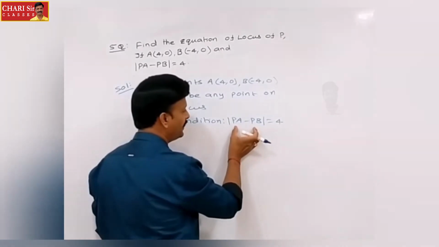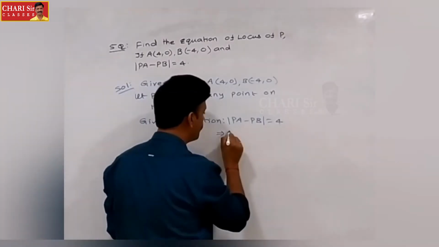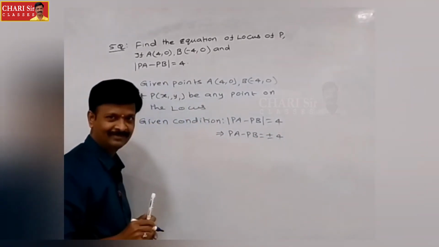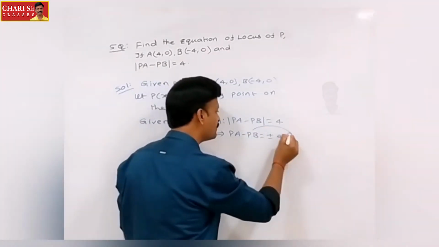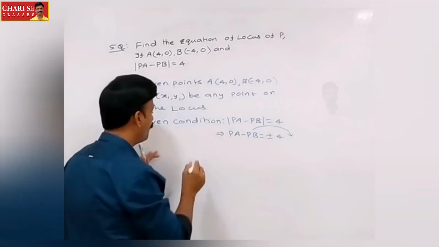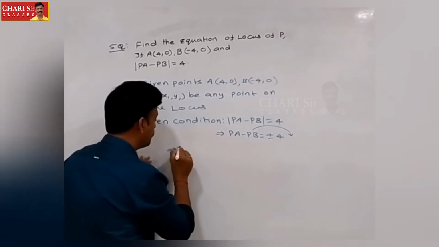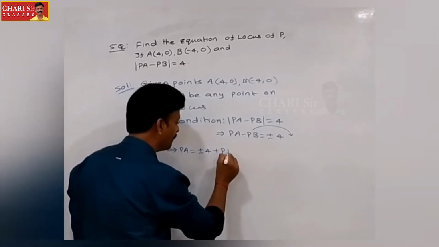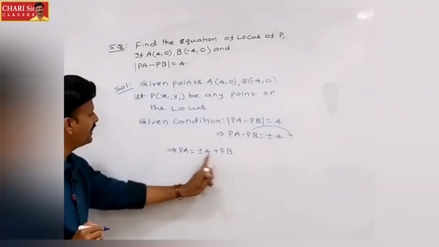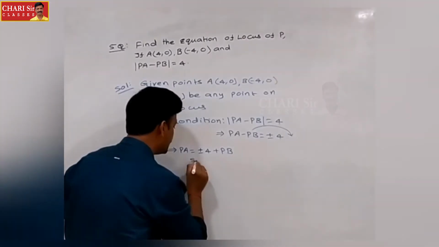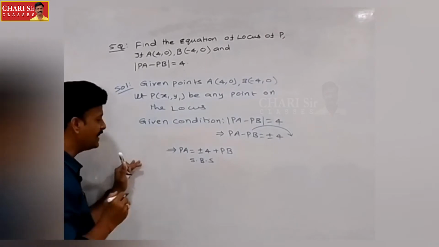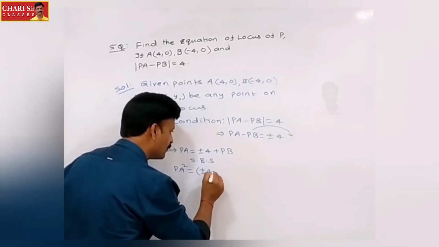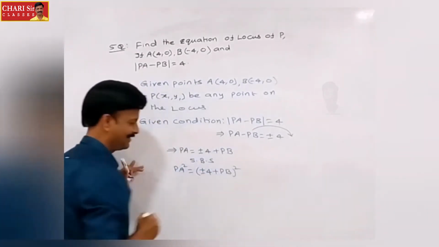Now when modulus of PA minus PB equals 4, when you remove the modulus you get PA minus PB equal to plus or minus 4. Now the next step is this minus PB you transfer to the right hand side. So we can write PA is equal to plus or minus 4 plus PB. Now squaring on both the sides, PA square is equal to (plus or minus 4 plus PB) whole square.